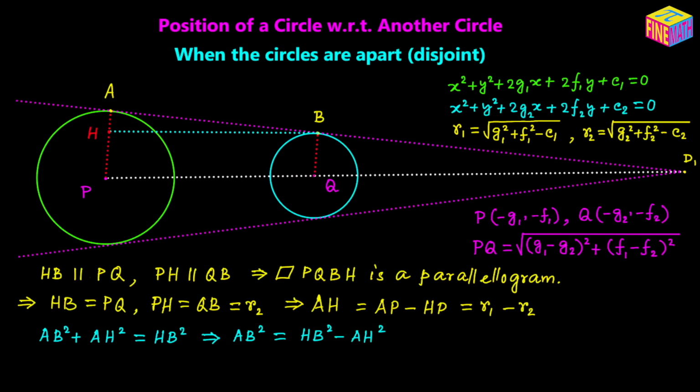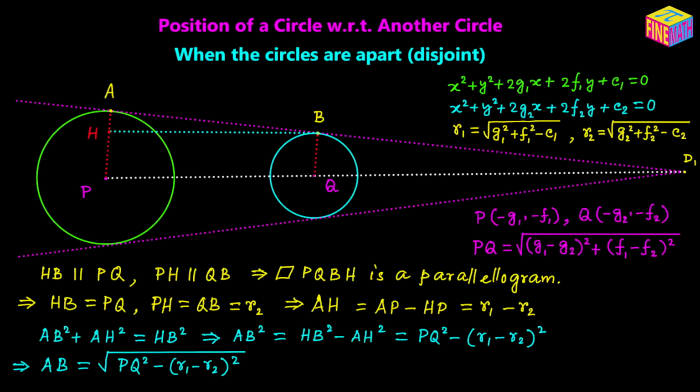And from there we can say that AB² is equal to HB² minus AH², and in place of HB we can write PQ because HB and PQ are equal. So we can write it as PQ² minus AH², which is nothing but (R₁ minus R₂)². And from there we can say then the AB length will be equal to the positive value of the square root of PQ² minus (R₁ minus R₂)². And what is PQ²? Well, we have already calculated the value of PQ. PQ is equal to the square root of (G₁ minus G₂)² plus (F₁ minus F₂)².